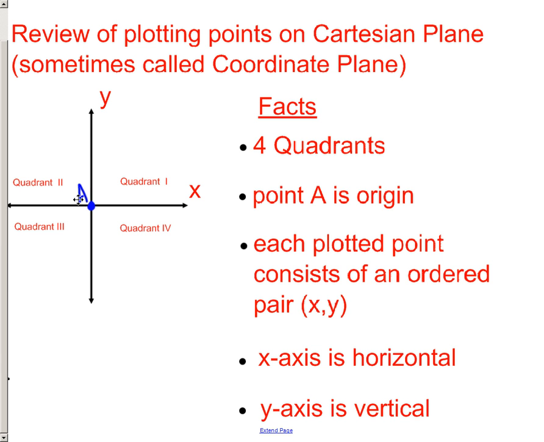The x-axis always runs left to right. The y-axis always runs up and down. This point right here, point A, that's a special spot that you should be aware is called the origin. Also, you should know that its coordinates for that point is 0, 0.